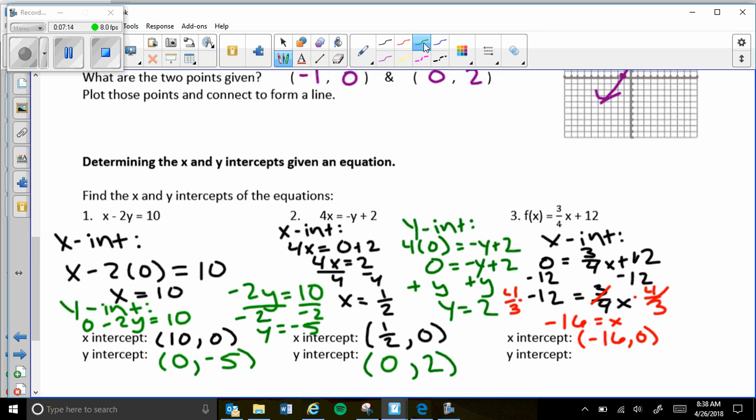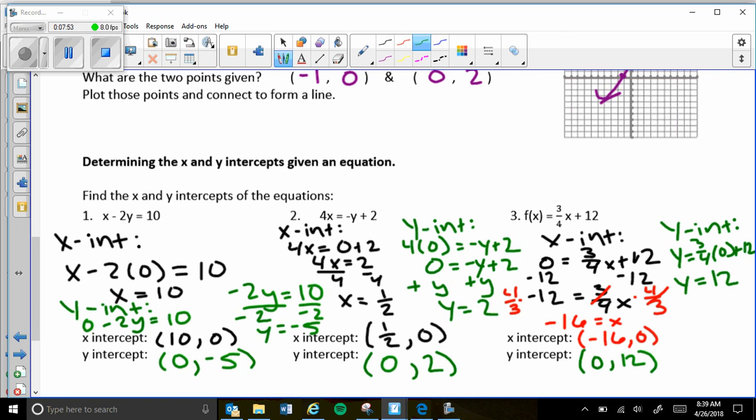Right, now I need to solve for the y-intercept. So in order to do that, I'm plugging in 0 for what value? For x, right? So again, f of x is just another way to write y. So y equals 3/4 times 0 plus 12. Anything times 0 is 0, so y equals 12. So the ordered pair is 0, 12. And then we could graph that on a line given those x and y intercepts and then draw our line from there.